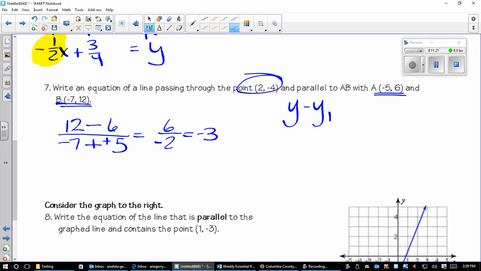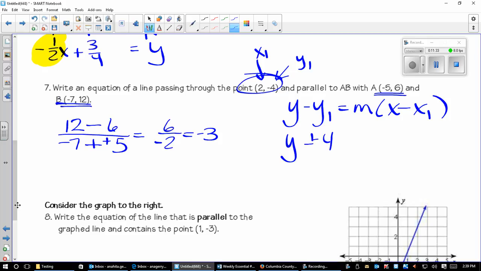Remember, this was our formula here. So it's y minus, we're using these numbers now. This is y1, that will give me my x1. So y minus -4, which actually becomes a positive, right? Equals, the slope is -3, and then x minus 2.